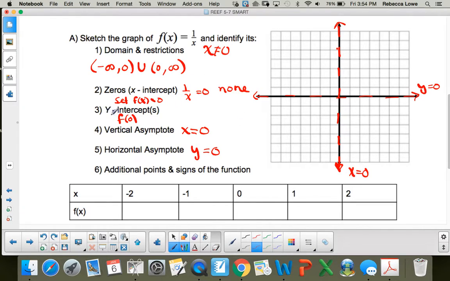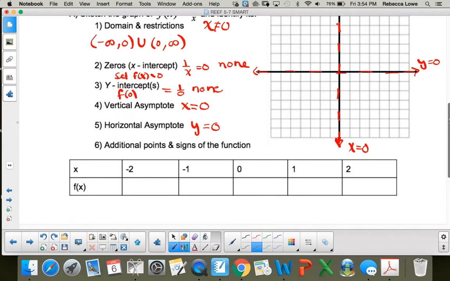The y-intercept is found when you evaluate the function at f of 0, and that would give you 1 over 0. Well, that's not possible, so there is no y-intercept. And that makes sense because we already know it has a vertical asymptote of x equals 0. So the function is never going to cross the x-axis or the y-axis.